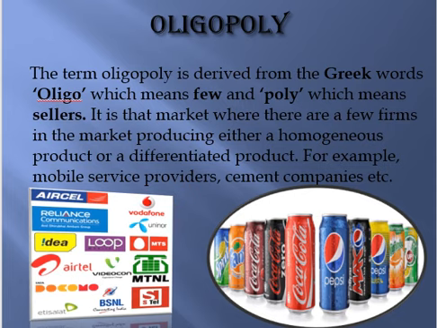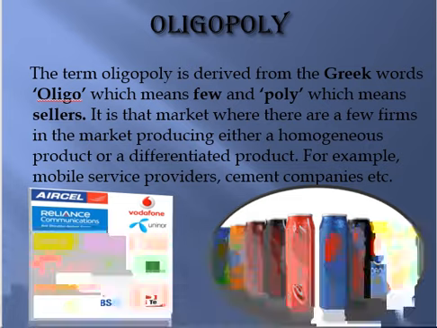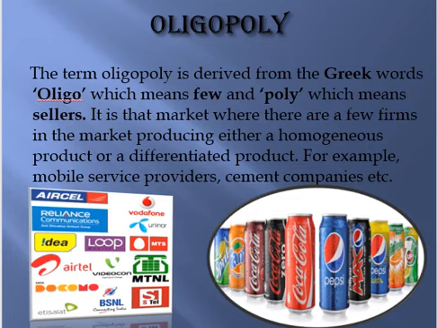So it is that market where there are very few firms, as the name itself says, oligo means few. When we talk about an oligopoly market, it is understood that the firms here are few, not as in perfect competition. We have learned that perfect competition has a large number of sellers, but over here the producers are very few in number.